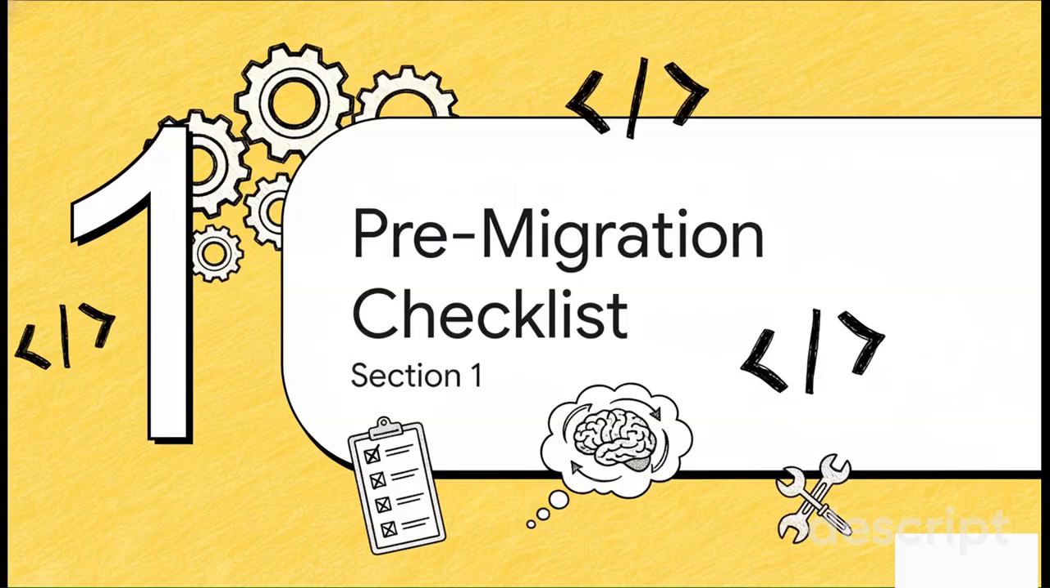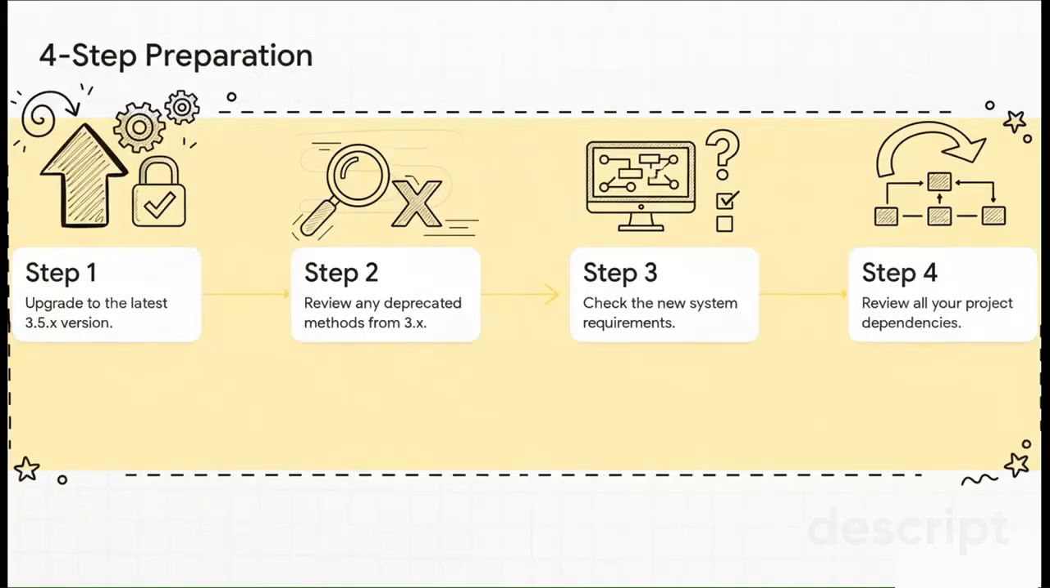Okay, first things first. Before you even think about touching a single line of code, we need to talk about preparation. Getting this part right is going to save you a world of headaches down the line. Here is your 4-step game plan. First, make sure you're on the latest stable version of the 3.x line. That way, you're starting from a really solid, known good place. Next, hunt down and replace any of those deprecated methods because, well, they're gone for good in version 4. Then you've got to double-check the new system requirements and give all your project dependencies a good review.